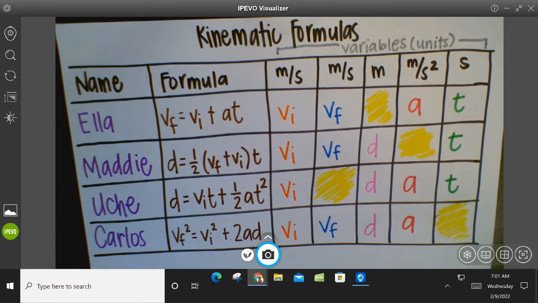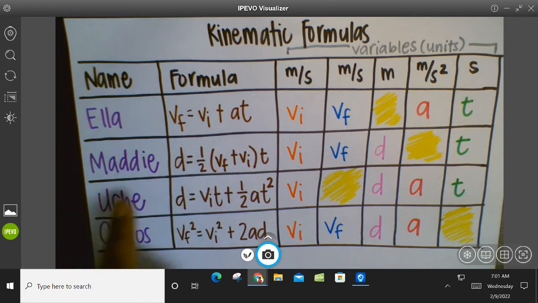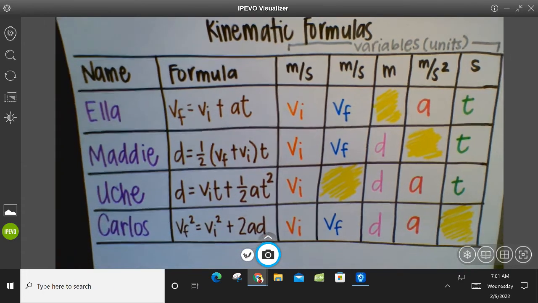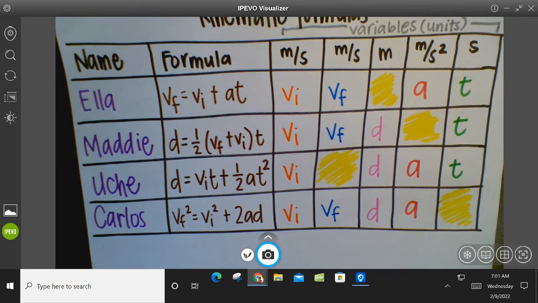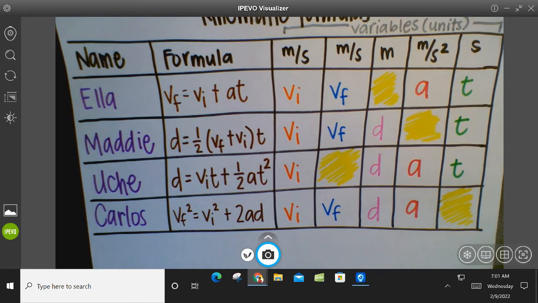All right, and so there we have it. Those are our 4 formulas. We have Ella, Maddie, Uche, and Carlos. And what we're going to do at this point, we're going to learn how to go from our problem, figuring out which formula out of these 4, Ella, Maddie, Uche, and Carlos, we need to use, and then figure out how to solve the problem.